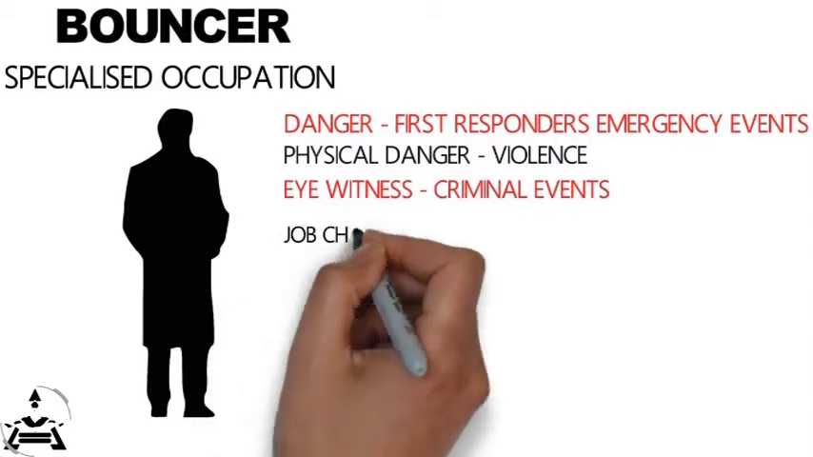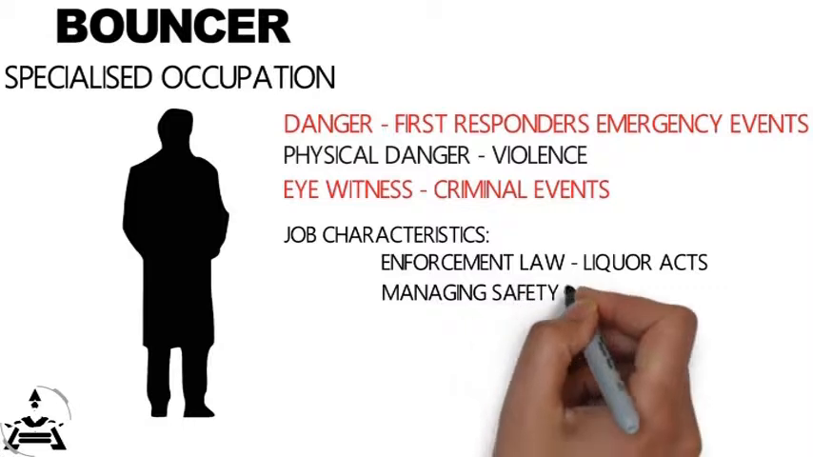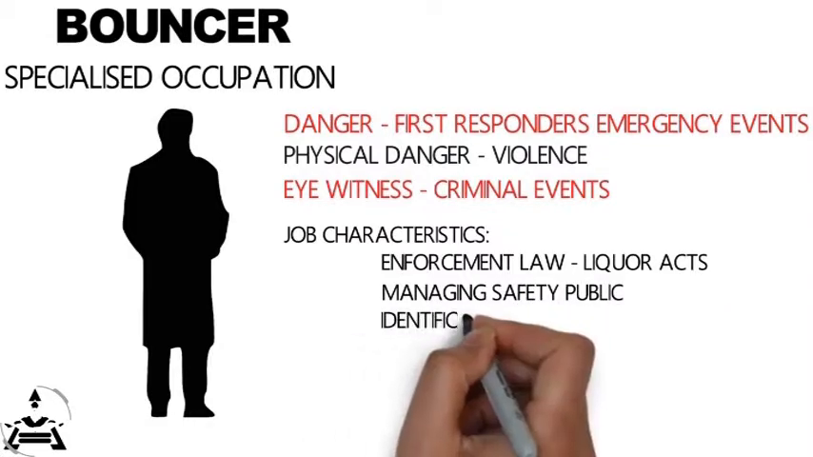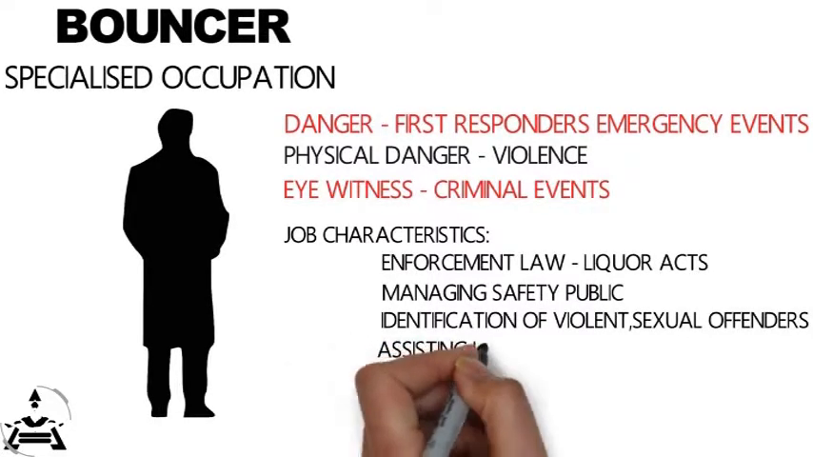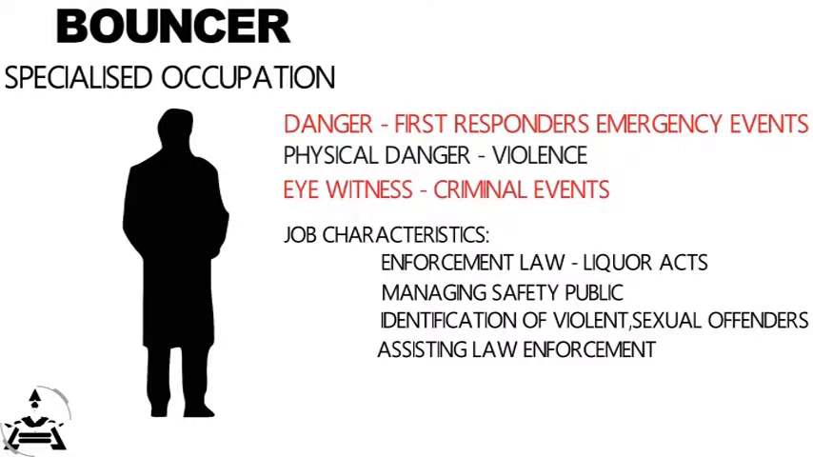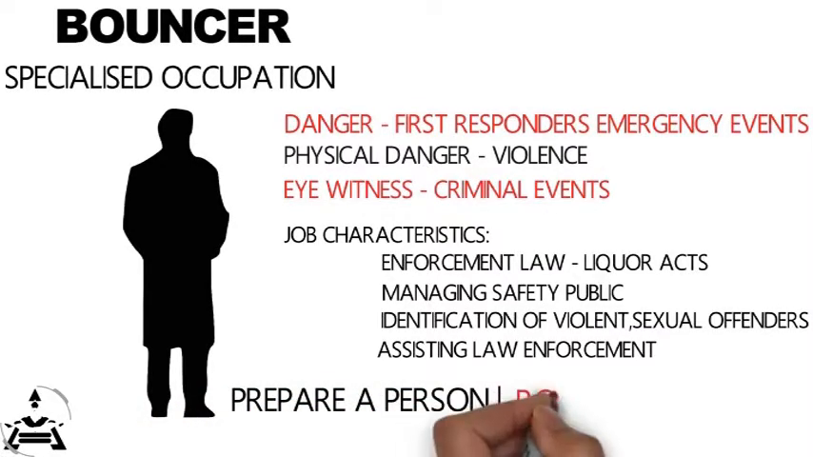Looking at job characteristics of the role, we see the enforcement of multiple pieces of their country's legislation, many in relation to their country or state's liquor acts. The role entails the direct management of safety of the public and the identification of violent and sexual predators. The role has a responsibility for assisting local law enforcement in the actions of their duties. Taking these into consideration for a specialized occupation, you must have a specific way in which to prepare a person for the role and the danger that the role entails.